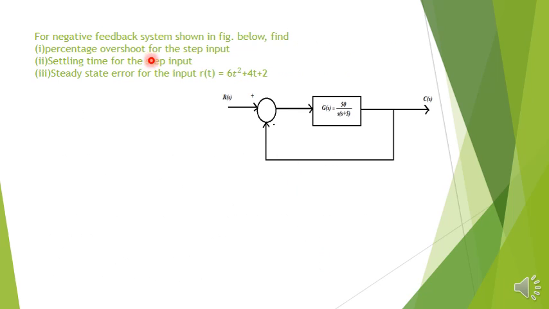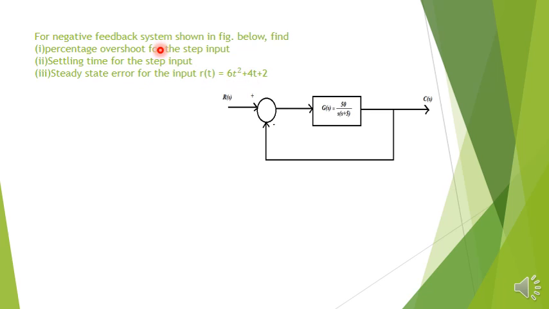So let us consider the next problem. For the negative feedback system shown in the figure below, find the percentage overshoot for the step input, settling time for the step input, and steady state error for input R of t equal to this.